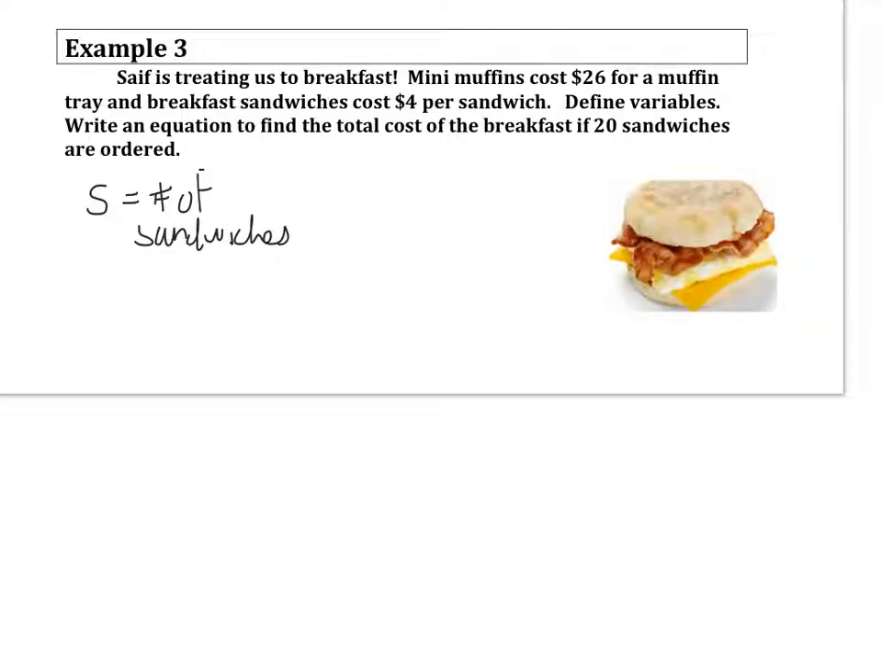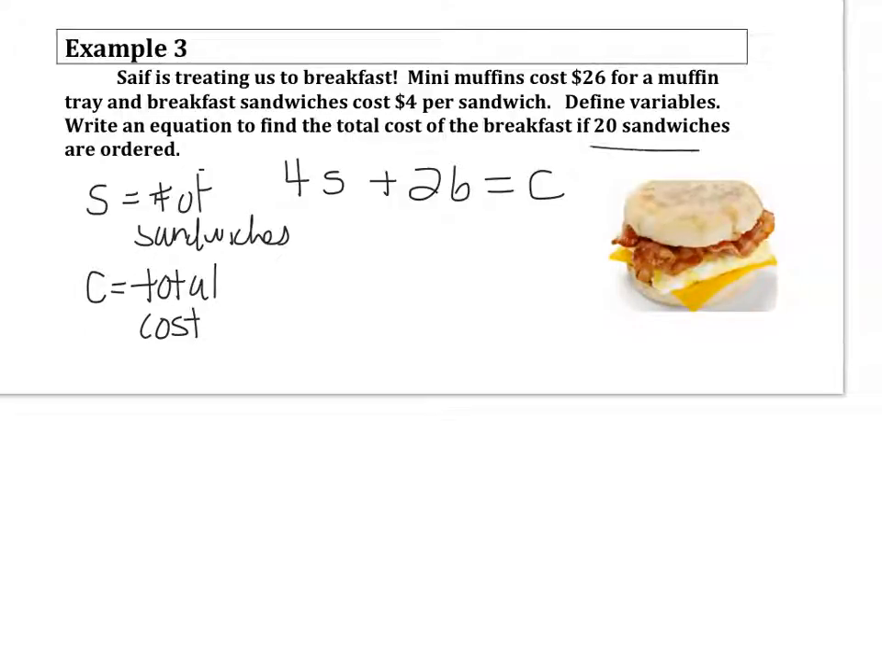Okay. And the mini muffins cost $26, and we're only getting one of those trays. Plus, he's buying $4 per sandwich, and we're going to do C for the total cost of the breakfast. Now, it says 20 sandwiches are being ordered, so I'm going to substitute 20 in for the number of sandwiches. So 4 times 20 plus 26 equals the cost. And we're not substituting anything in for C because we don't know what the cost is yet of everything. That's what we have to find out.